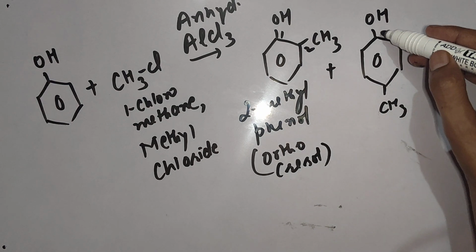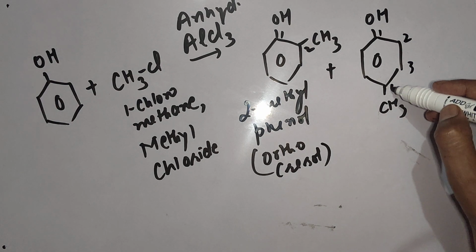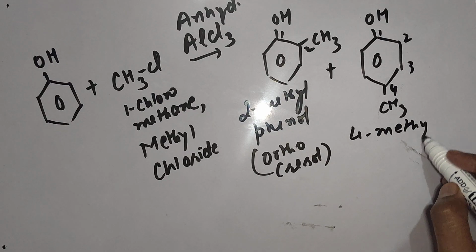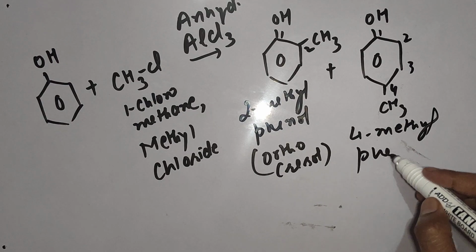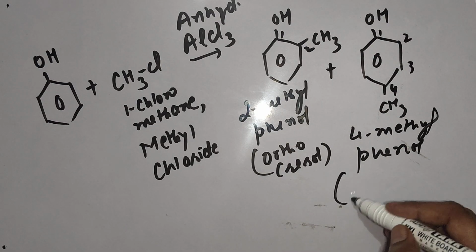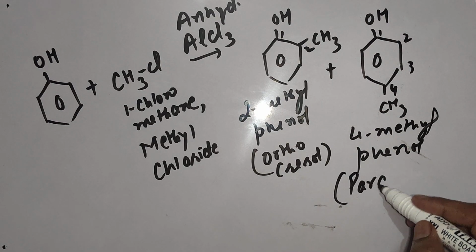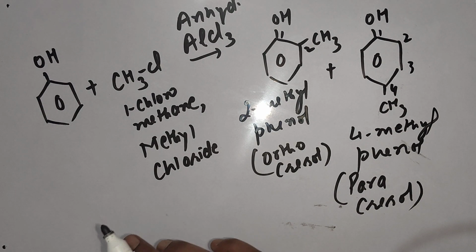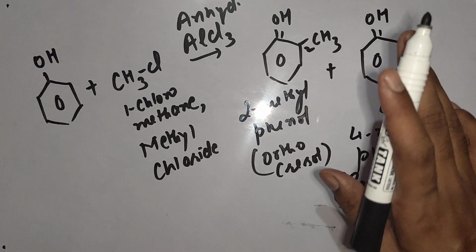Similarly here numbering will start from here, 1, 2, 3, 4: 4-methylphenol, fourth position, and this whole group as a phenol, and you can call it para-cresol, the common name. Now this is the Friedel-Crafts alkylation reaction.